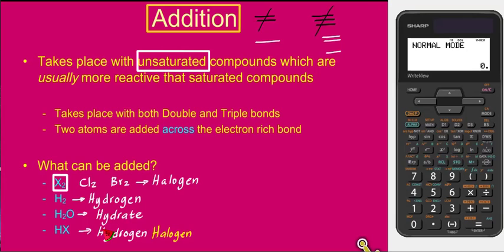Okay, let's start. If I add this group 7, which are called halogens, the reaction will be called halogenation. I already told you that. If I add the hydrogen, it will be called hydrogenation. If I'm adding water, they will call it hydration. If I'm adding hydrogen and halogen, it will be hydrohalogenation. Are we good? Yes, sir.